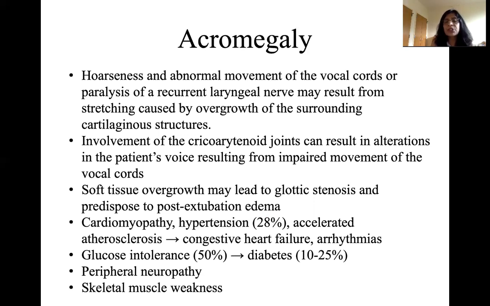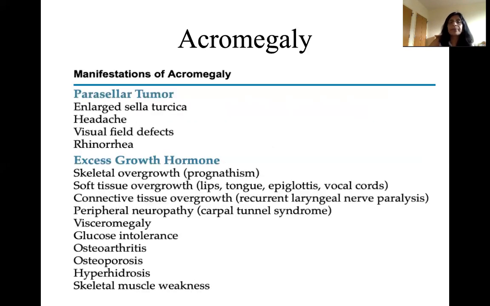Cardiomyopathy, hypertension, accelerated atherosclerosis. So there are many tissues involved affecting many systems, congestive heart failure, arrhythmias, glucose intolerance. That's because of too much growth hormone and how it increases blood glucose levels. And that may lead to diabetes, peripheral neuropathy, skeletal muscle weakness, and so on.